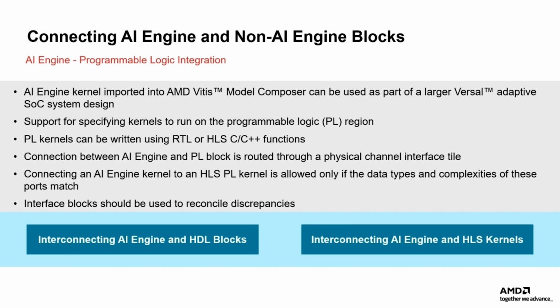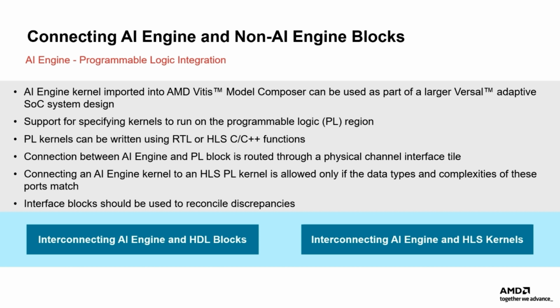An AI Engine kernel written using specialized intrinsics and imported into Vitis Model Composer can be used as part of a larger Versal Adaptive SoC system design. In addition to the kernels operating on the AI engines, you can also specify kernels to run on the programmable logic region of the device. The PL kernels can be written using RTL or HLS C++ functions. The connection between the AI engine and the PL block is routed through a physical channel interface tile, and conceptually, the data width of the connection is 32, 64, or 128 bits.